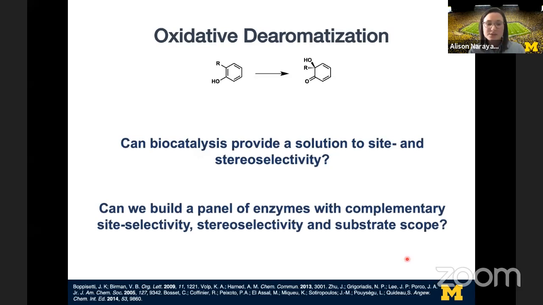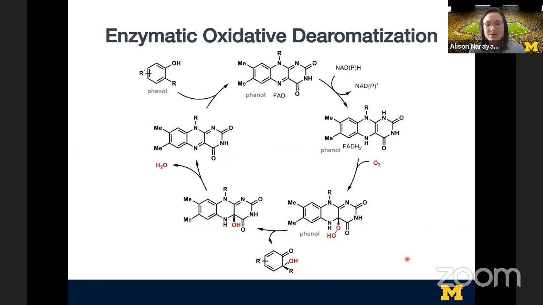And might we be able to build a panel of enzymes with complementary selectivity to provide a tool for chemists to access and allow them to plan this reaction into their synthesis. All right, and so there is a class of enzymes that's capable of doing this transformation in nature, and they contain this flavin cofactor bound within the active site of the enzyme.